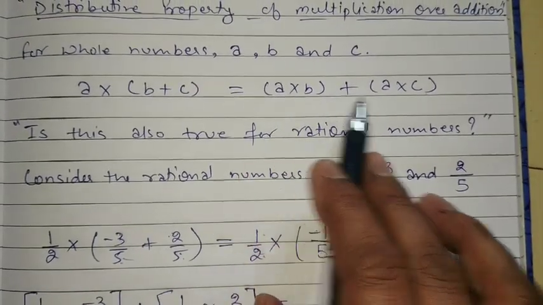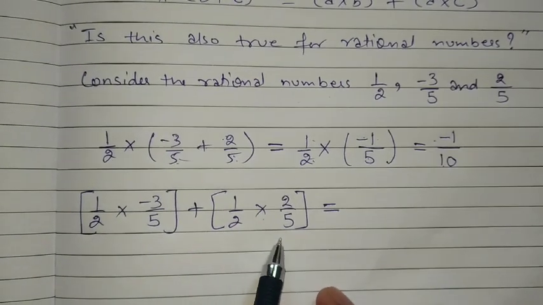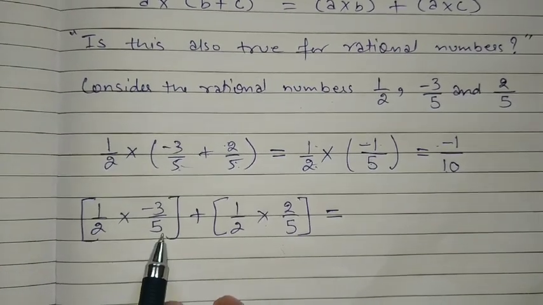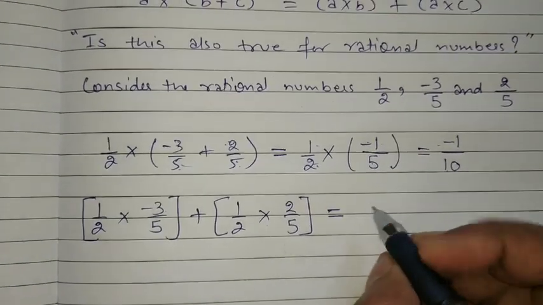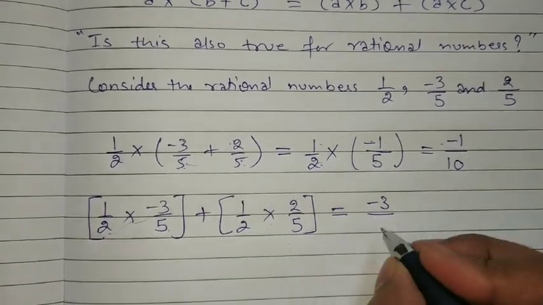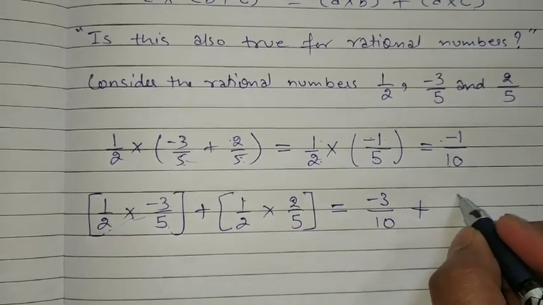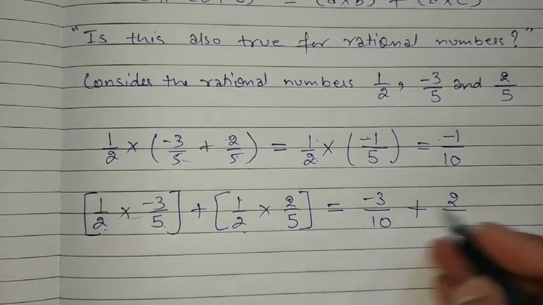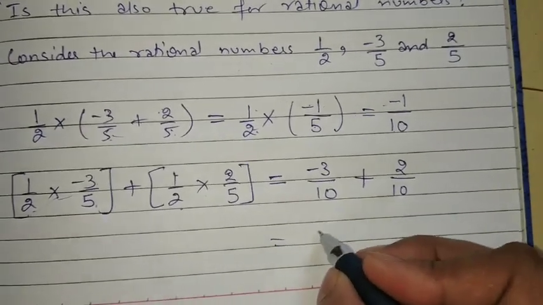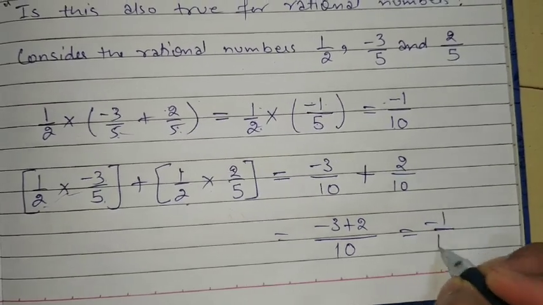Now a into b plus a into c. Here 1 by 2 into minus 3 by 5 plus 1 by 2 into 2 by 5. So again here multiplication होगी. So numerators को multiply करेंगे, denominators को multiply करेंगे. This will be 1 into minus 3 will be minus 3 upon 2 into 5 is 10. Now plus 1 into 2 is 2 and 2 into 5 is 10. So these are like rational numbers. So this will be minus 3 plus 2 by 10, that is minus 1 by 10.